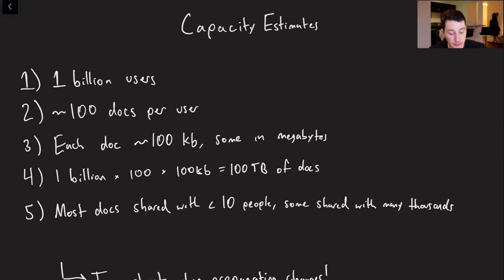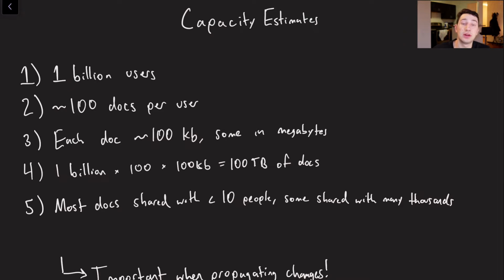Okay, so let's come up with some quick capacity estimates. As per usual, I'm pretty much just making these up. They're very hand wavy, so don't come after me too hard. But I'm assuming around 1 billion users, around 100 docs per user, which I think is pretty reasonable. Obviously, there are going to be some users who have in the thousands or even more than that, but I think 100 is pretty reasonable for the most part. Assuming each document is around 100 kilobytes, so that's saying around 100,000 characters per document, I also think that's reasonable. Some might be in megabytes, not really a huge deal.